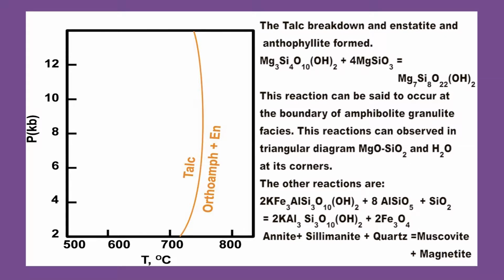2KFe3AlSi3O10(OH)2 plus 8 Al2SiO5 plus SiO2 give rise to 2KAl3Si3O10(OH)2 plus 2Fe3O4. Annite plus sillimanite plus quartz give rise to muscovite plus magnetite.